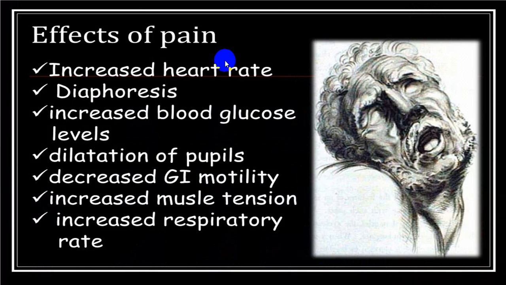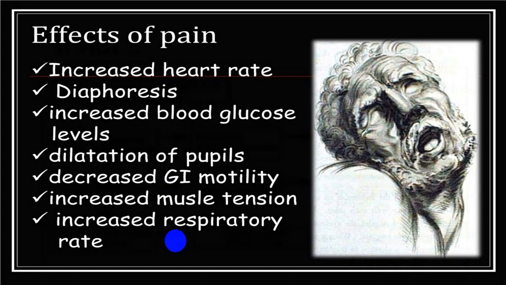And because of pain, the person gets an increase in heart rate a good number of times. If the pain is very severe, he can get diaphoresis. As a stress phenomenon, you get an increase in the blood sugar level. There's dilation of the pupil, decreased GI motility, and increased muscle tension. So the tone in the muscle is increased, and even your respiratory rate is increased. These are some of the effects of an acute severe pain.